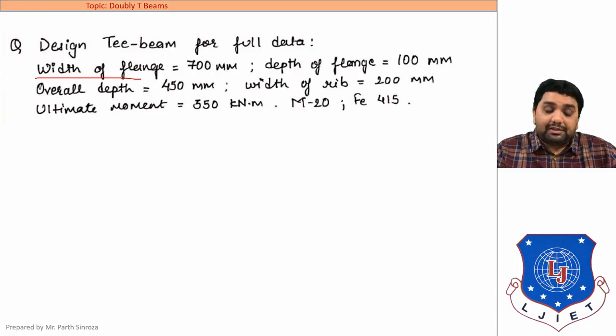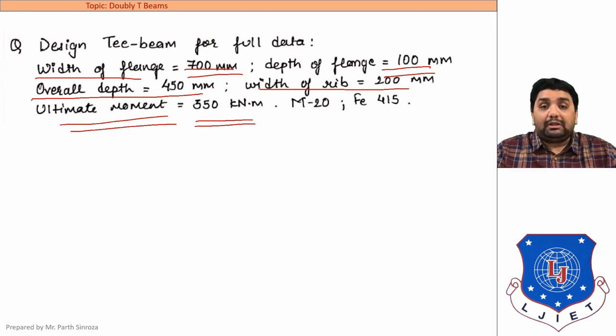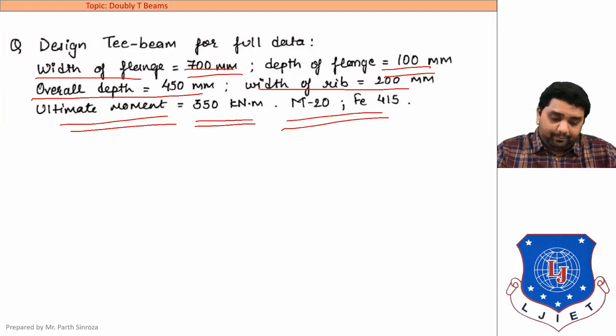The width of flange is given in the question as 700 mm. The depth of flange is given as 100 mm. The overall depth, that is capital D, is given as 450 mm. The width of rib, that means width of web, is given as 200 mm, and the ultimate moment is given as 350 kilonewton meter. Keep in mind, ultimate moment is the same as factored moment, so here we won't be multiplying it by 1.5. Clear? And again the grades of concrete and steel are the same.